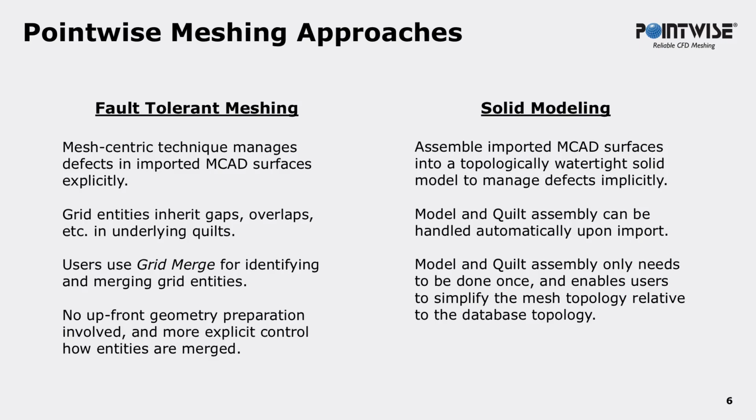The second technique we refer to as solid modeling. Users assemble surfaces into a topologically watertight solid model prior to meshing. This process needs to be done only once, so in cases where a model will be reused to create more than one mesh, then this is usually the recommended approach. Even if the geometry won't be reused, but the geometry cleanup task doesn't look too extensive, then solid modeling is also recommended.